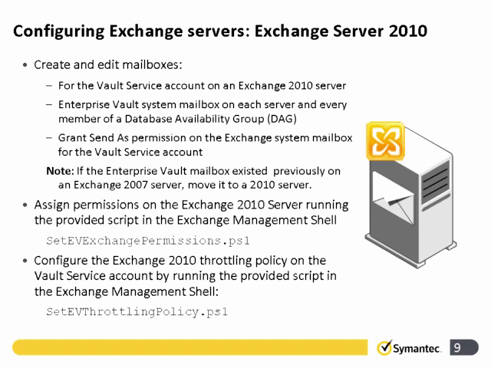Also, if you are using a database availability group, which became available with the Exchange 2010 environment, you need to make sure that you have that Enterprise Vault system mailbox on every Exchange server in the database availability group. And you still need to grant the Send As permission on the Exchange system mailboxes on all those different Exchange servers to the Vault service account. Then you're going to set up the permissions by running Set-EVExchangePermissions.ps1. This is the same version that you ran for Exchange 2007.